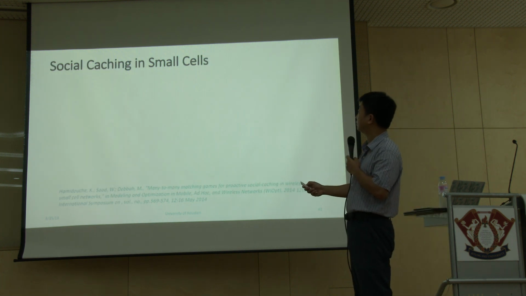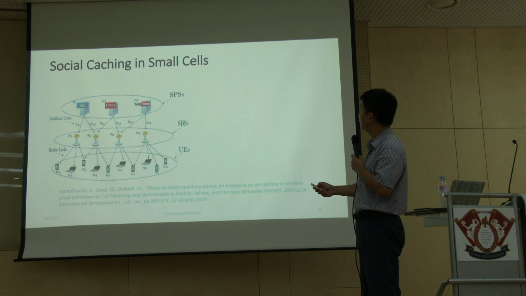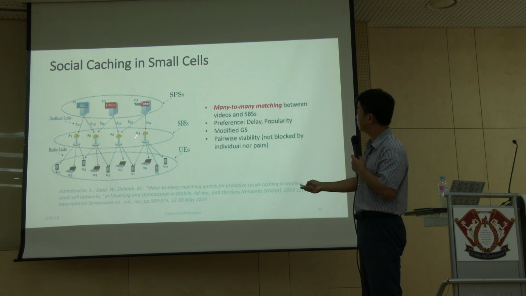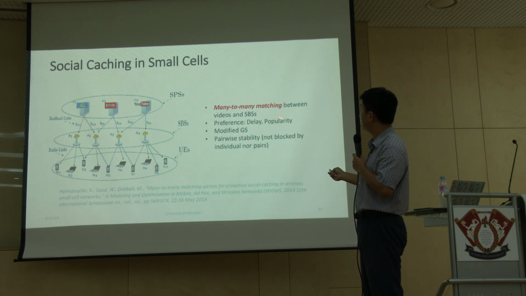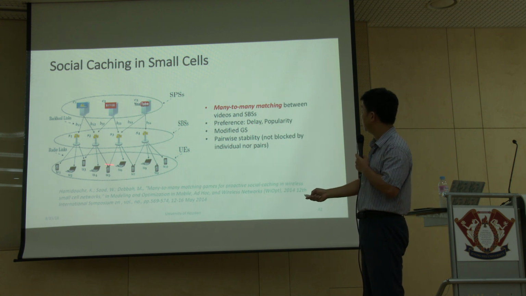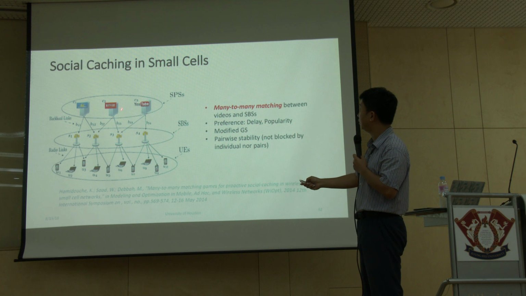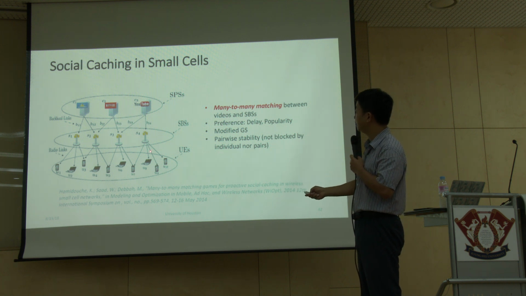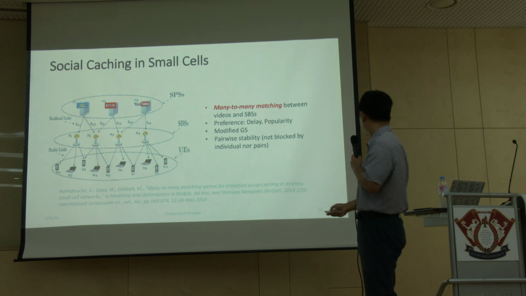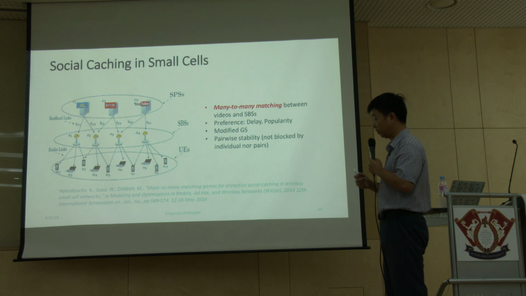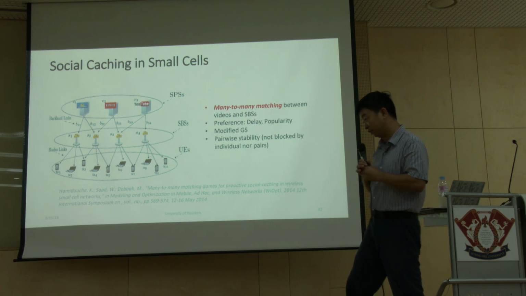Okay, for social caching, we have this many-to-many caching. For example, we have the user, the small base station, and the service provider. They have preference lists for delay and popularity, and then how could we match the different content to the different base stations, such that the user can be satisfied? And here, we wrote a paper.